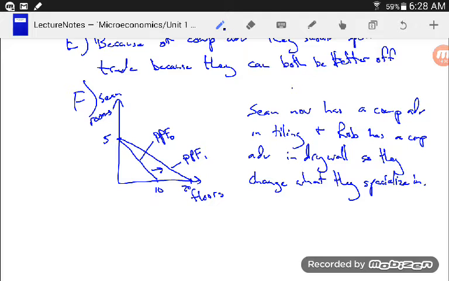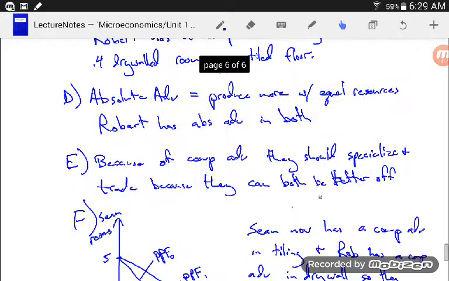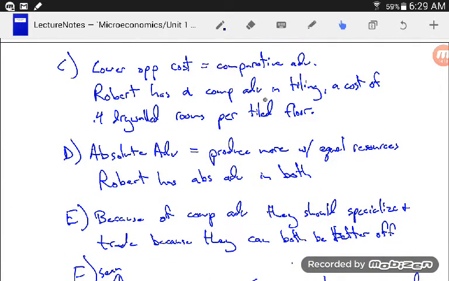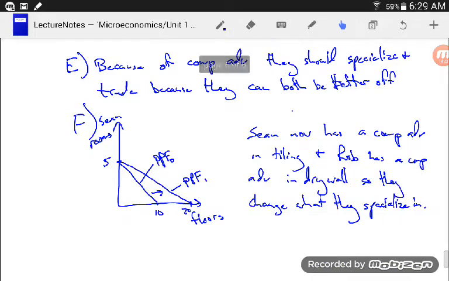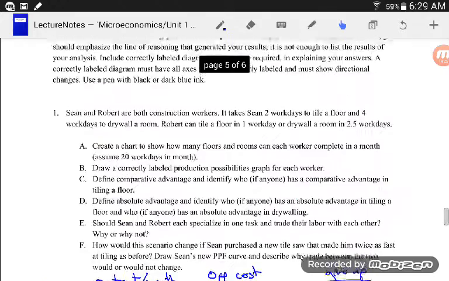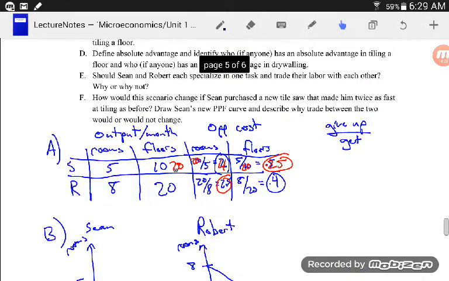Yeah, so before Sean was doing the drywalling, and it was Robert who had the comparative advantage and was doing the tiling, right? Because Robert has a comparative advantage for tiling, so he would do it. Now Sean is actually better at tiling a floor, and he has the comparative advantage there.